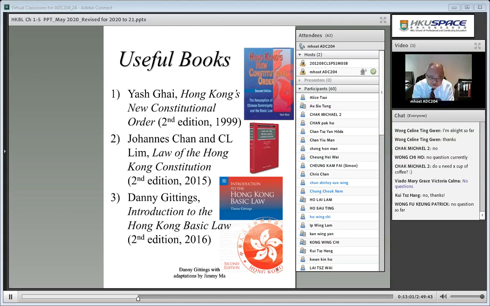and of course we all know that since then a lot of things have happened, and a lot of cases have since been decided. So I will be bringing in something to fill in the gap, to give you the up-to-date position of certain legal issues under the Basic Law. And then there is Mr. Danny Gittings' book, Introduction to the Hong Kong Basic Law. Again, these books all need some updating.